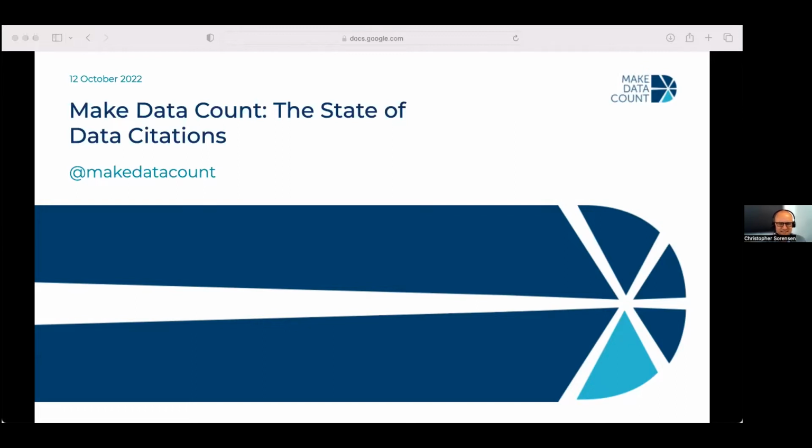So John has done and is currently doing a ton of work in the area of open science, open scholarship, and open data. And today, John is going to talk to us about Make Data Count, and specifically data citations. He will cover demystifying the hurdles to adopting data citation and outline actionable next steps. With that, John, I turn it over to you.